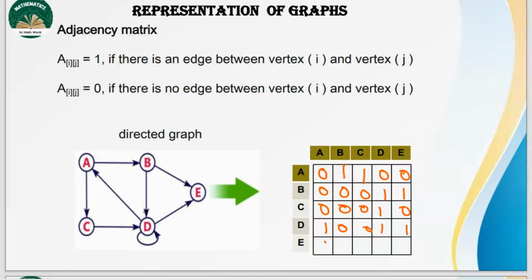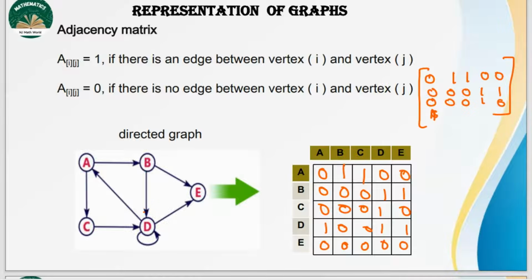E to A we have nothing, 0. E to B we don't have anything. Then E to C also we don't have any line. E to D also we don't have any line. Then E to E also we don't have a self loop. So this is the adjacency matrix for the directed graph. We write it 0 1 1 0 0, 0 0 0 1 1, 0 0 0 1 0, 1 0 0 1 1, then 0 0 0 0 0.